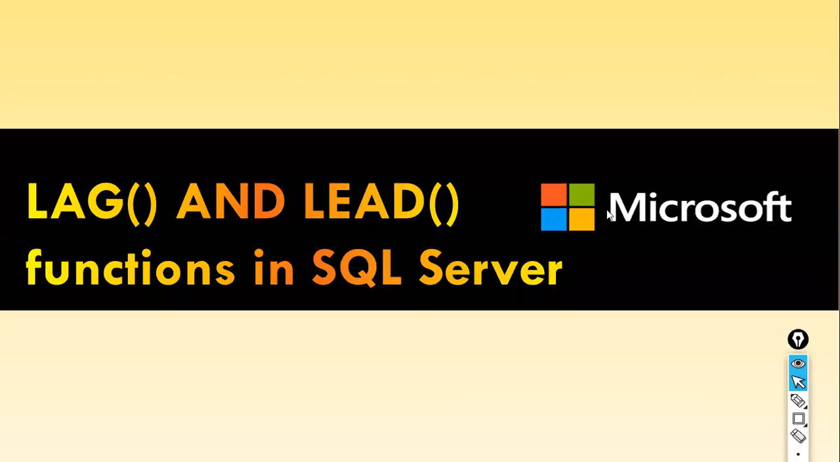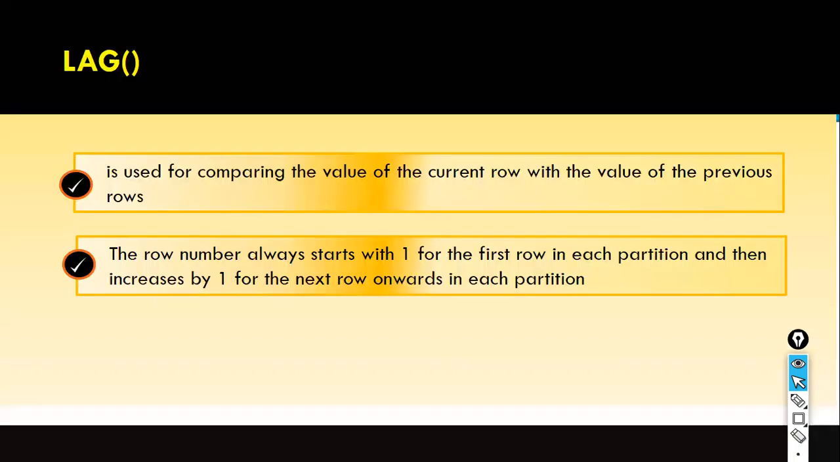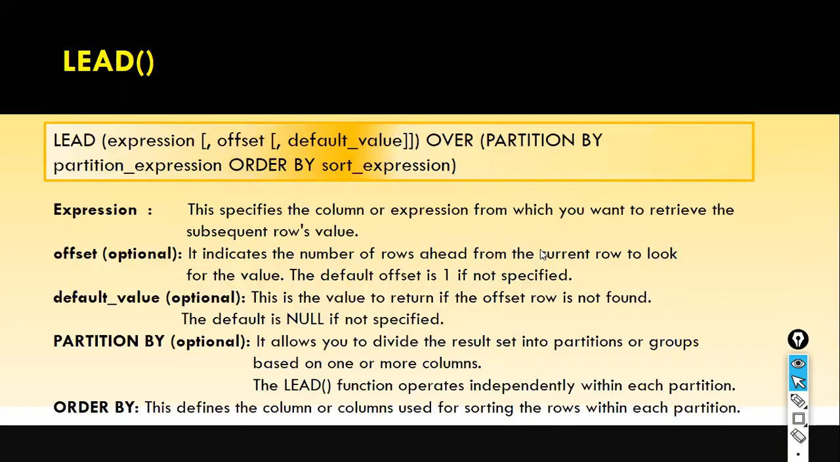Lag and lead functions are also frequently used in most analytics projects. What is lag? Lag is used for comparing the value of the current row with the value of the previous rows. The row number always starts with 1 for the first row in each partition, and then increases by 1 for each row onwards.